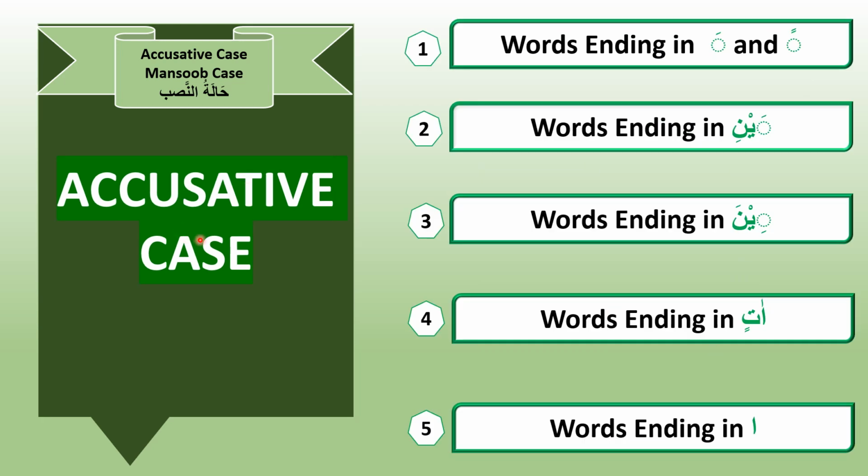To sum up accusative case, what we could say, number one, is words ending in an. Number two, words ending in aini. Number three, words ending in ina. Number four, words ending in atin. And number five, words ending in the letter alif.